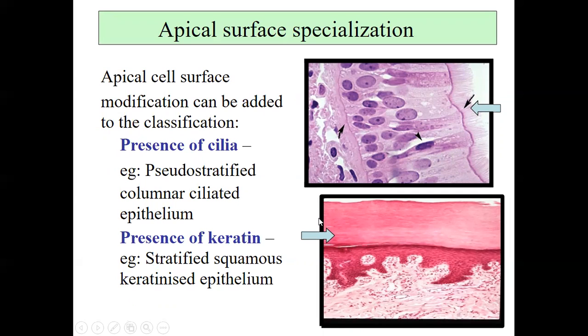And then also sometimes there is the presence of keratin. You can see here, this is the keratin layer. Example, we have the stratified squamous keratinized epithelium for the skin.